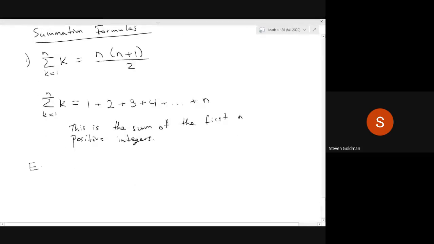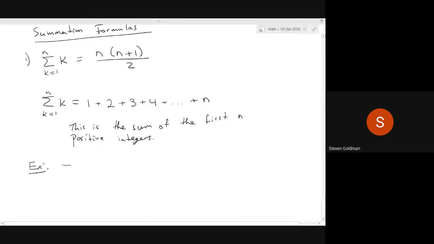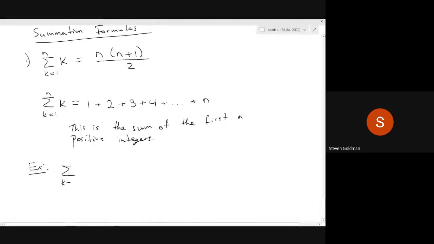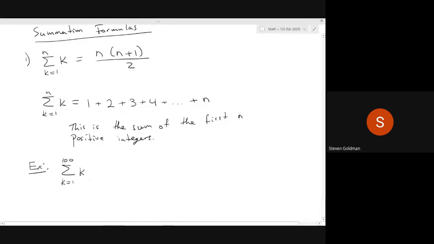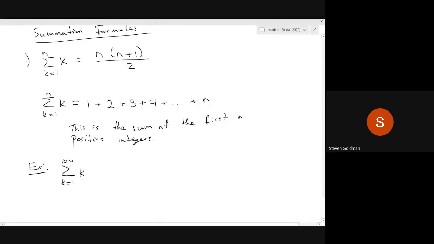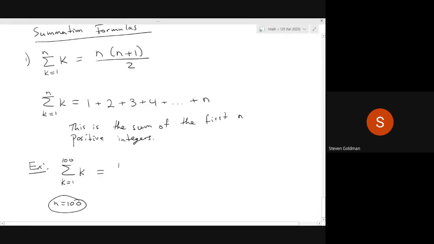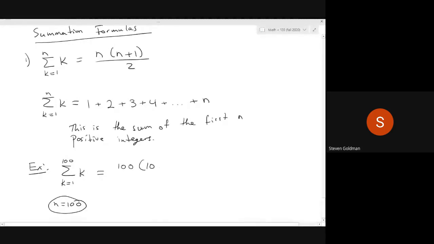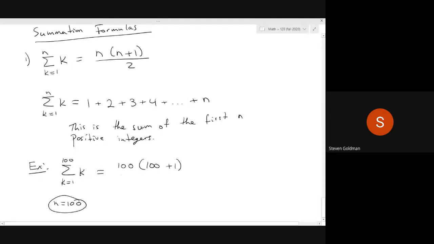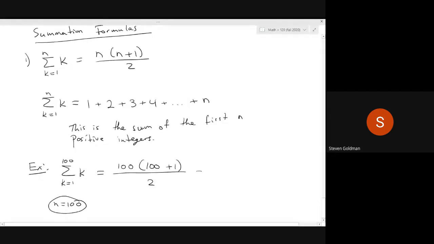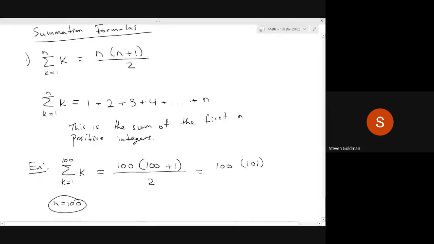So for example, let's say I asked you what is the sum from k equals 1 to 100 of k. Okay. So here n equals 100. So I just plug in 100 into the formula. I plug in 100 for n, I get 100 times 100 plus 1 divided by 2. That's 100 times 101 over 2.